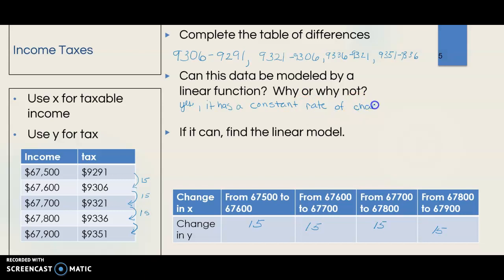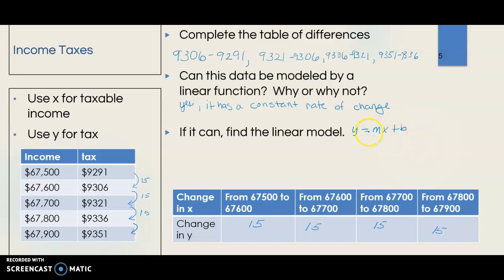In order to see a constant rate of change, we have to see that as the X changes, and here the X changes by $100 each time, that the Y changes by a constant amount as well. So we see that every single time when we subtracted, the Y changed by $15. So it says if it can, which we decided yes it can, find the linear model. So we know that a linear model is a y equals mx plus b model. And we need to replace both the m and the b with actual numbers.